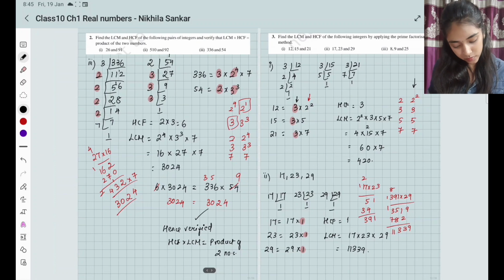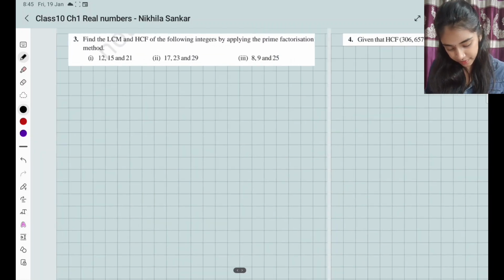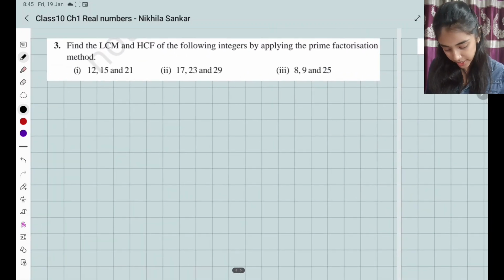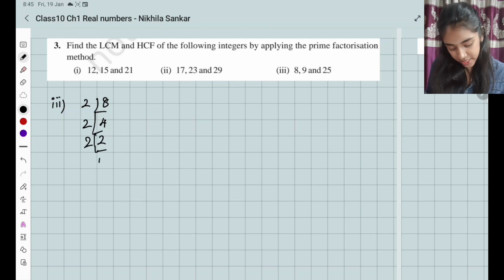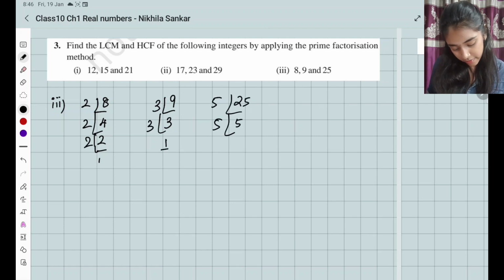Okay, now the third subsection: 8, 9, 25. So 8 can be written as 2 fours are 8, 2 twos are 4, 2 ones are 2, right? Now 9 can be written as 3 times 3, times 1. Then 25 can be written as 5 times 5, times 1.